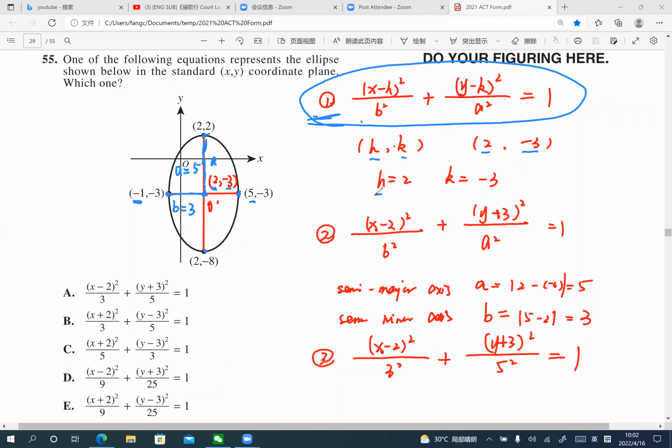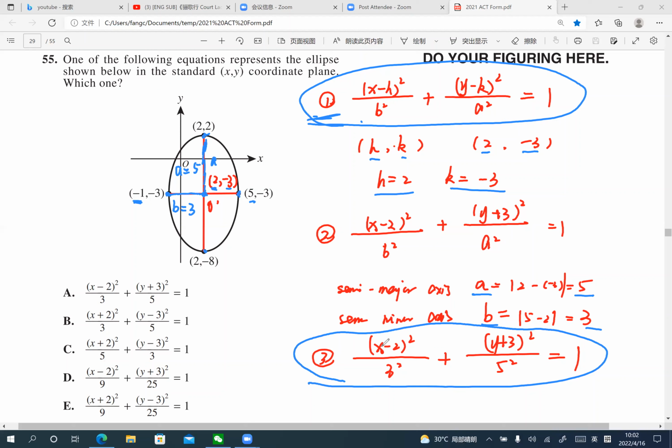So after we plug in H equals 2 and K equals negative 3, we have our second equation: x minus 2 squared over b squared plus y plus 3 squared over a squared equals 1. And we already know A equals 5, B equals 3. So again, we plug in A equals 5 and B equals 3. We have our final equation: x minus 2 squared over 3 squared, which is 9, plus y plus 3 squared over 5 squared, which is 25, equals 1. So this is the equation of the ellipse. Which option is the same as our equation? Option D. So for question 55, we should choose option D.